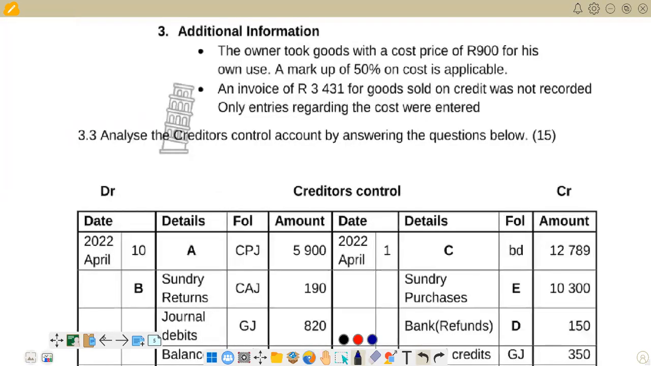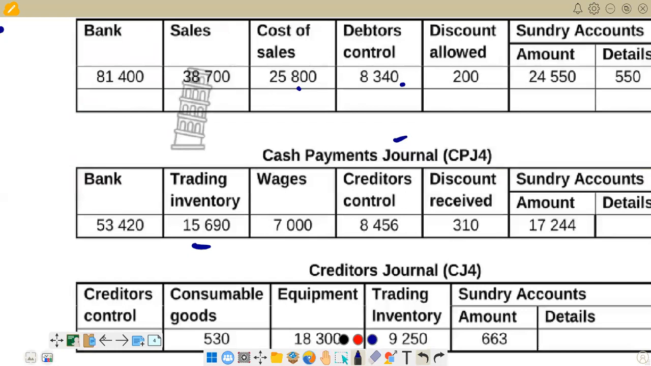Then we go back again to check what we have next. So you see that this is the only one that we have that is affecting the trading stock account. Here we don't have anything that is affecting the debtors control, so we leave it. We go to the next one.